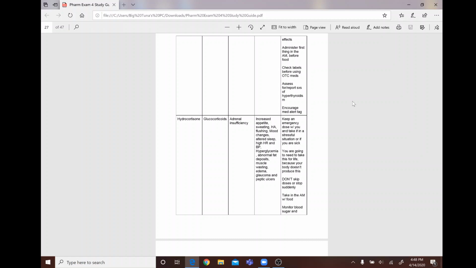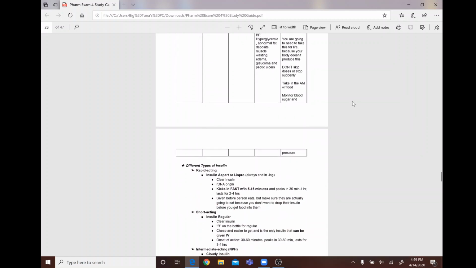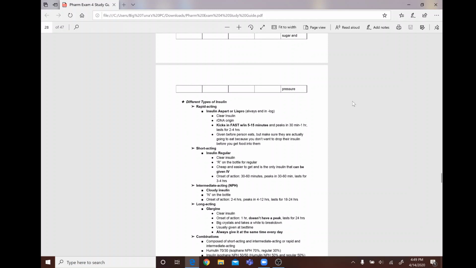You want to keep an emergency dose with you and take it if you're in a stressful situation. If you are sick, you're going to need this for life. Don't skip doses or stop taking suddenly. Take in the morning with food. Monitor blood sugar and blood pressure.